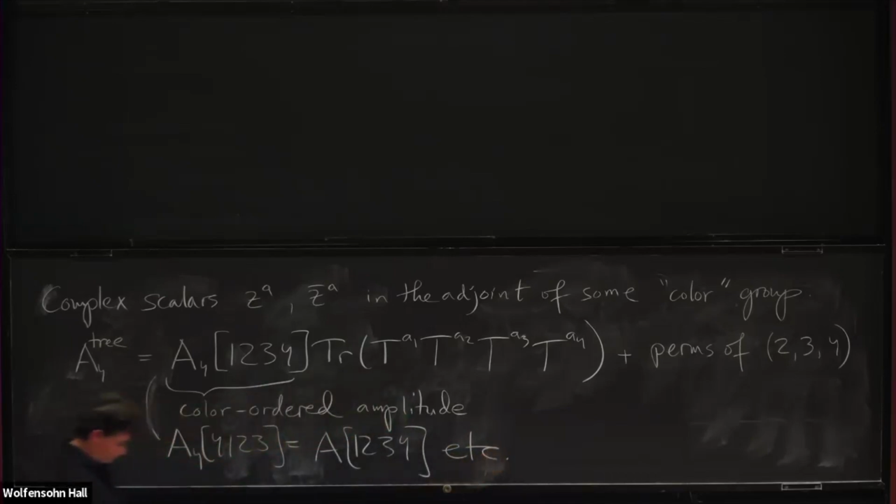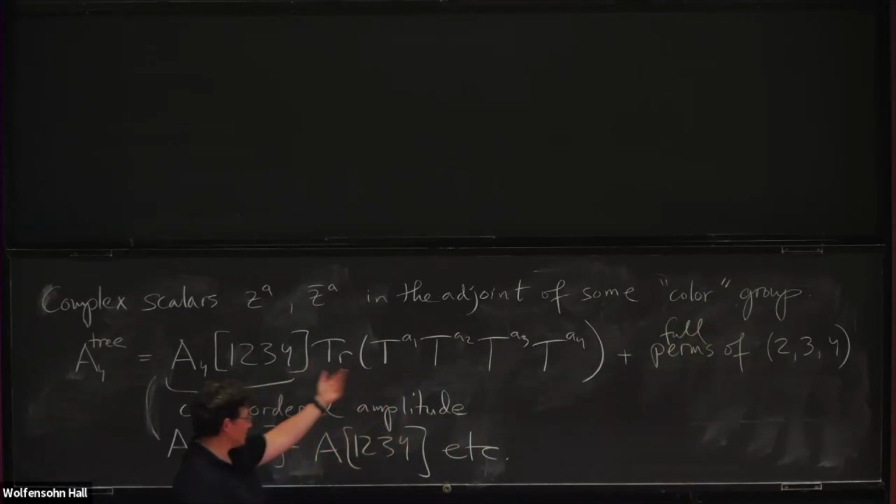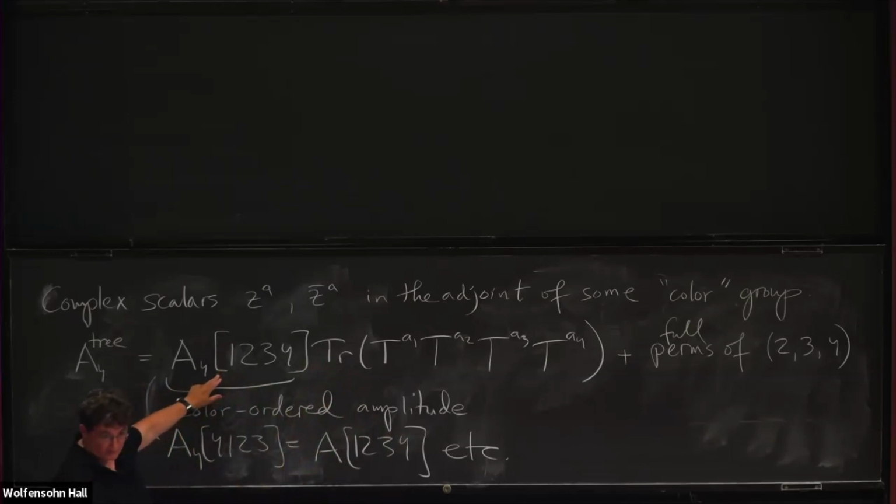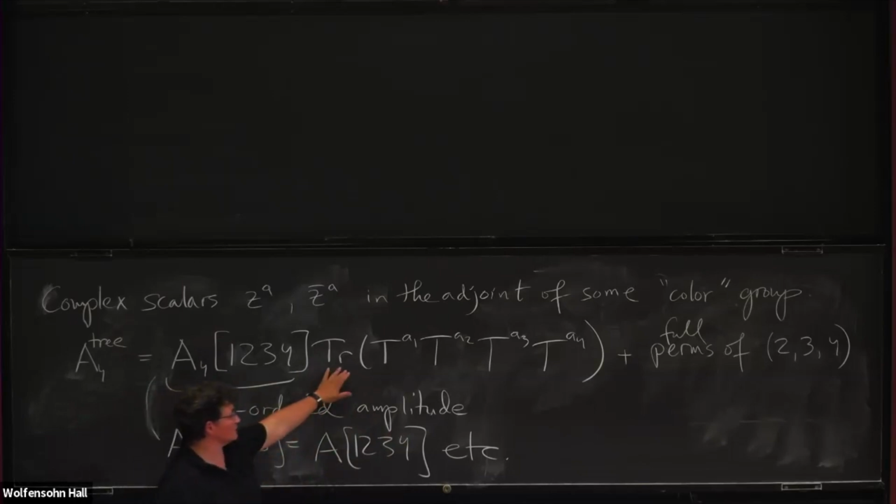Cyclic permutations or full? Cyclic. Sorry, up here it's full. So you have 6 terms in total with all permutations of 2, 3, 4, and you fix the 1 because it would be the same anyway, because it's cyclic. But then the kinematic term that sits out here has a symmetry that reflects the cyclicity of the trace that it multiplies. So it doesn't matter which order I put the lines in, as long as it's cyclic with the first one.